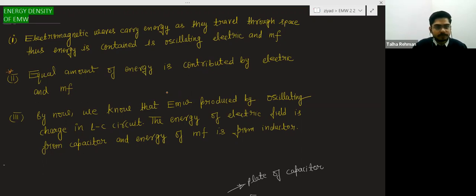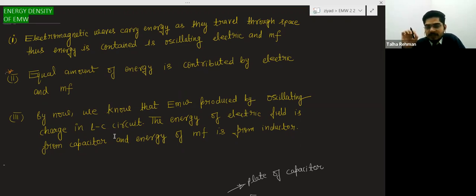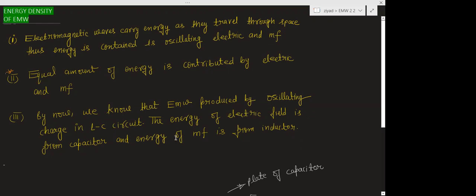Next point. Now we know that an electromagnetic wave is produced by an oscillating charge. I have told you, an electromagnetic wave is produced by an accelerating or oscillating charge, and from where do we get the oscillating charge? In an LC circuit. An LC circuit means an inductive and capacitive circuit. When you connect an inductor and a capacitor in series, charge oscillation occurs in that circuit due to the energy difference. The energy of the electric field is from the capacitor, so from the capacitor, what type of energy is there? Electrical energy, and the energy of the magnetic field is from the inductor.